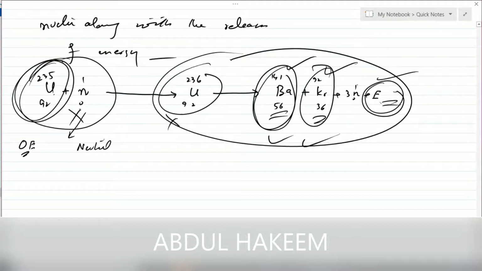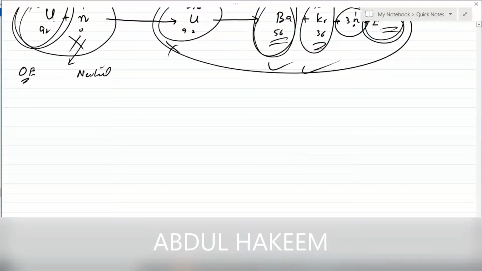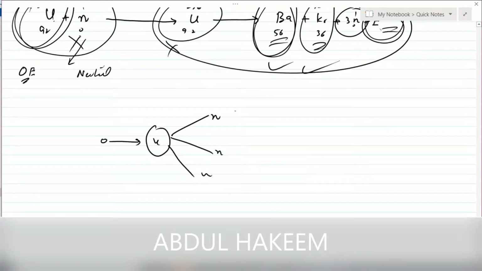Now, these three neutrons are emitted. For example, this is the uranium. One neutron hits this. Three neutrons are emitted, and they will collide with three further uranium. Three neutrons are emitted again. So this is a chain reaction. An uncontrolled chain reaction is used in weapons.